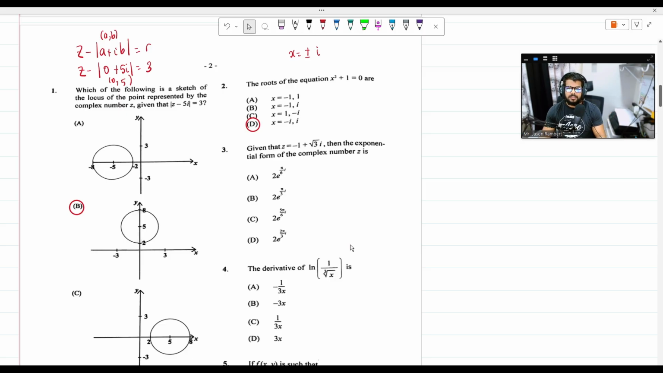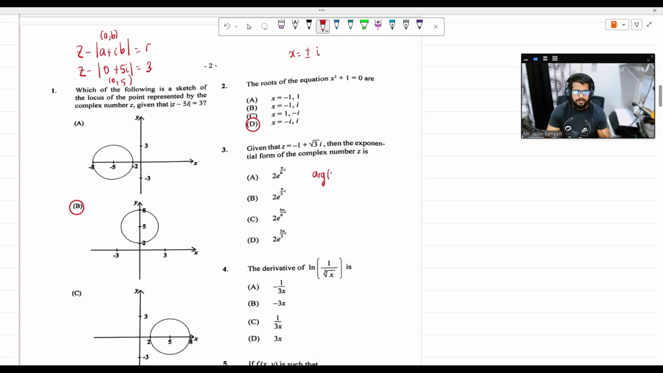Given that z is equal to minus 1 plus root 3i, the exponential form of the complex number is... the square root of 1 squared plus root 3 squared is 2. I'm not going to bother calculating that because all of these have 2 as the modulus of z. And then we have to calculate the argument.